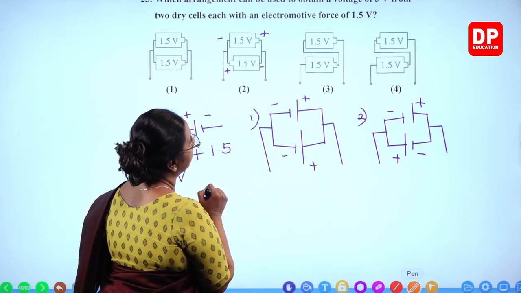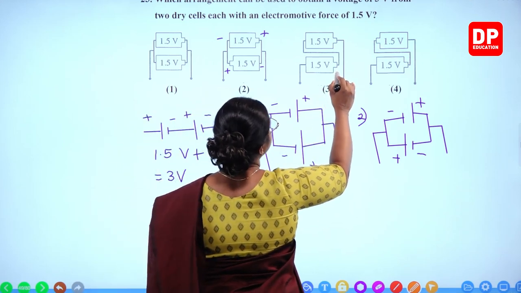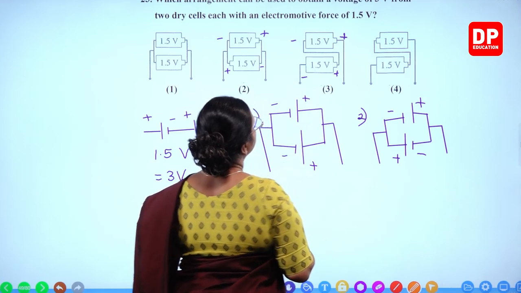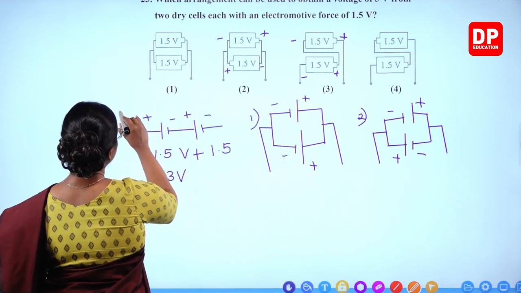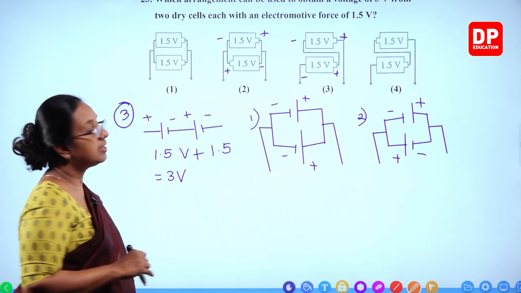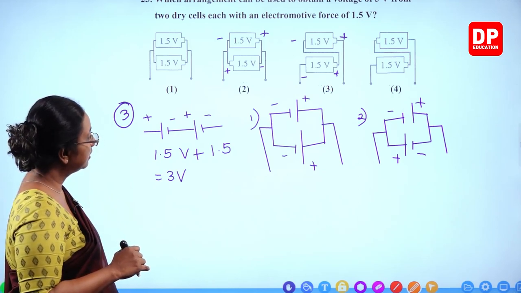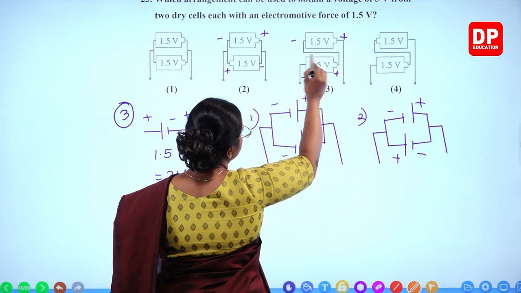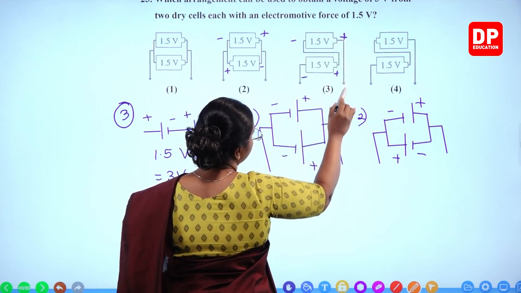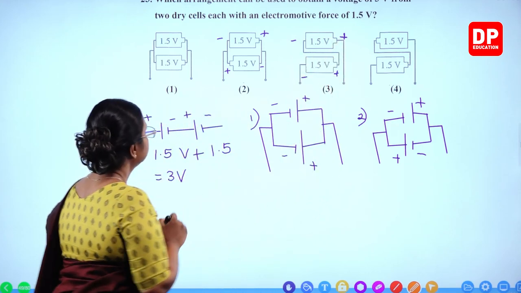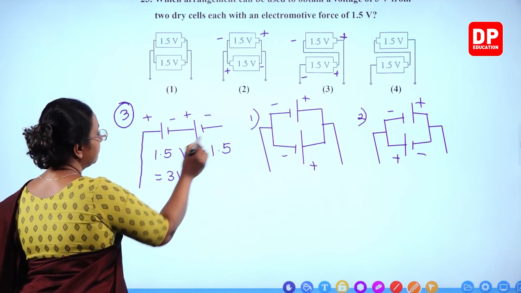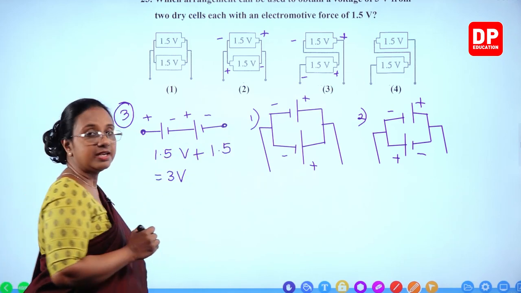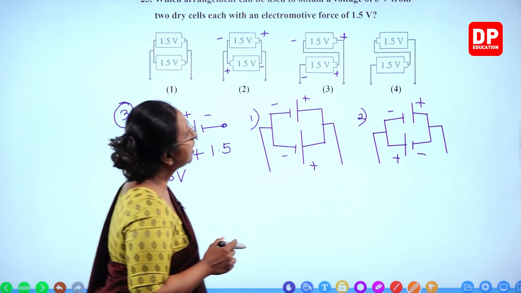Third one, of course, is correct. Now here you can see positive terminal, negative terminal, positive terminal, negative terminal. That is the same as this one. Third answer. Is that clear? You all can see negative, positive, negative, positive. The connection goes this way and you are drawing current from here and here. Similar to this, you are drawing current from these two ends. So, that is correct. Look at the fourth one.